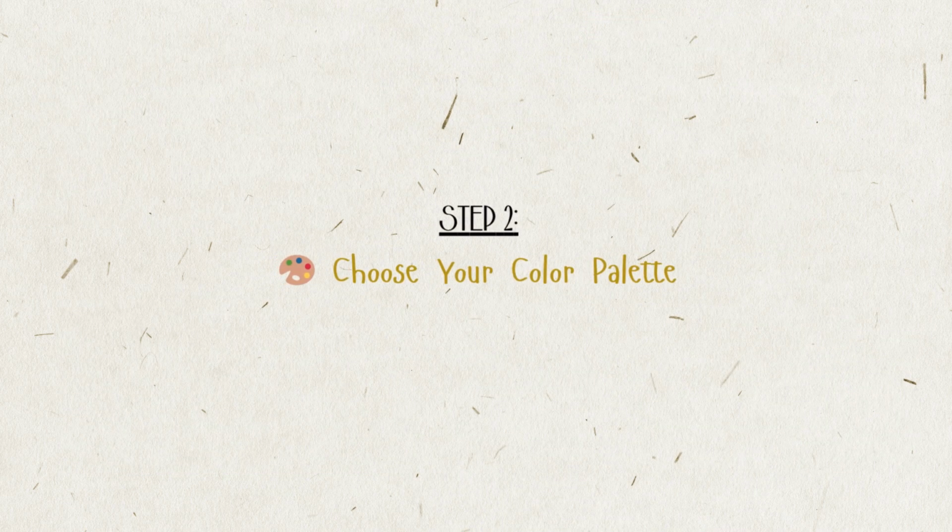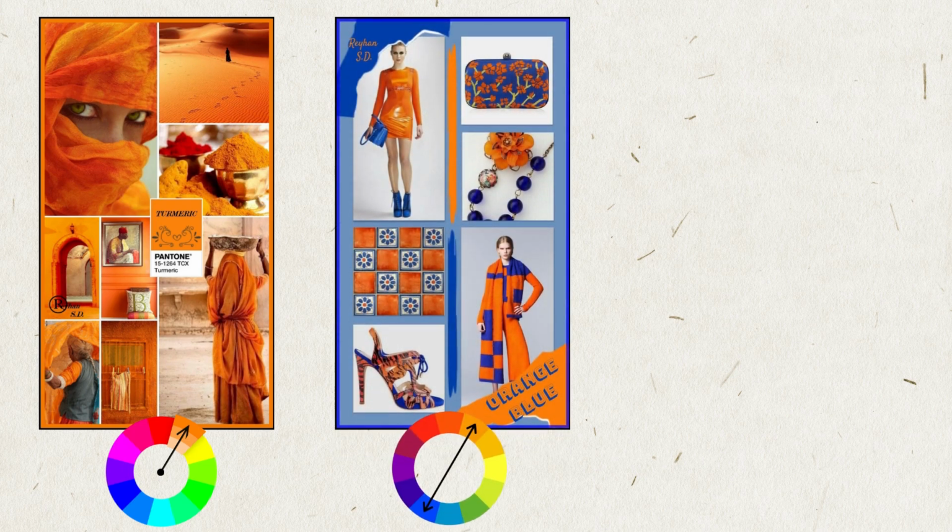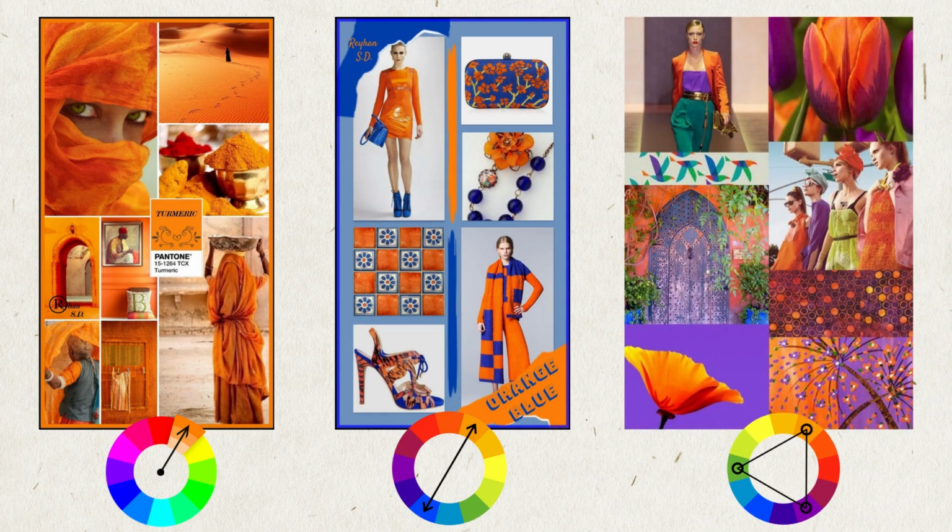Color significantly sets the emotional tone of the collection. So when it comes to choosing your color palette, consider the following. Are you going for a monotone color palette? Do you want to stick to 2 complementary colors? Or maybe go with a cohesive triadic color scheme? These are just a few options.